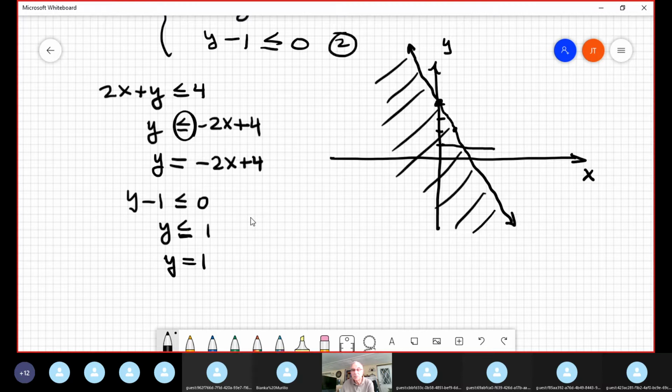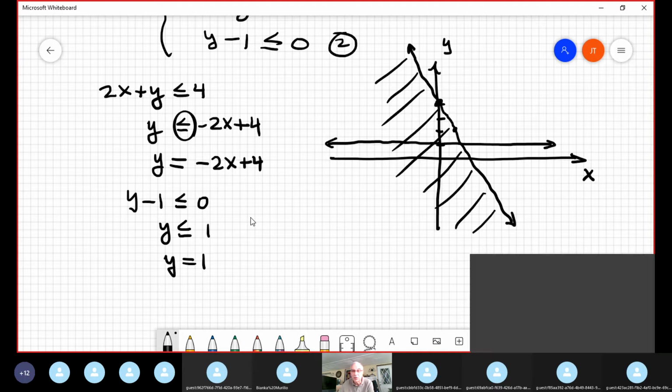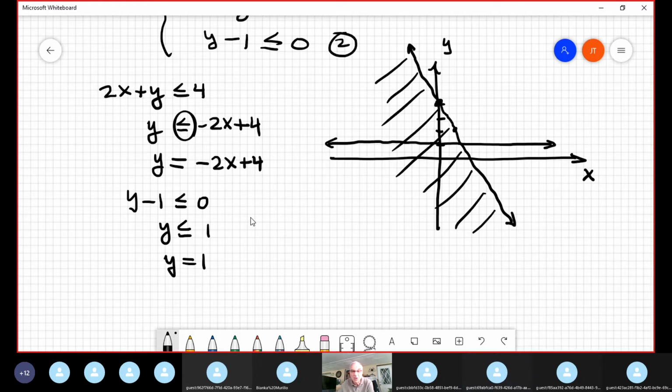This is my line. Look at that, a horizontal line. Slope 0, no inclination. And this arrow indicates that this line continues forever in both directions, to infinity. And what part do you shade? The part above the line or below? Below, because it's less than. Below.